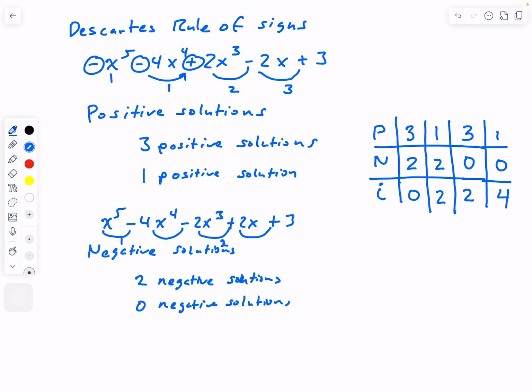We could have, again, 3 positive and 2 negative answers, which gives us 5. We could have 1 positive, 2 negative, and 2 imaginary. That still gives us 5. We could have 3 positive, 0 negative, and 2 imaginary. That gives us 5. And we have 1 positive, 0 negative, and 4 imaginary, which gives us 5 possible complex solutions. Okay.